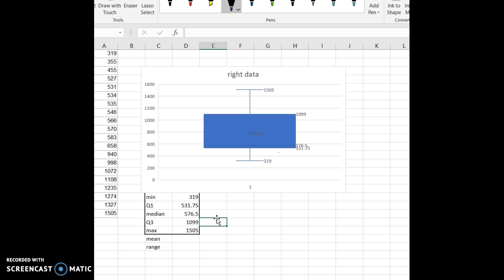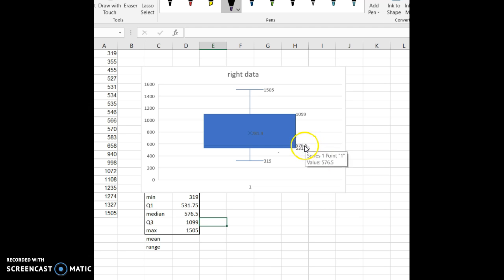So I have the smallest value, the quickest time, that is 319 milliseconds, which is really fast. The maximum 1505, which is like a second and a half that it took. So even though it seems a long way from 319, it's really nothing. It's still quite fast. But most of the results happen between 1099 and 531.75. That's what the box tells us. The box says that most of the results happened in that kind of a range.